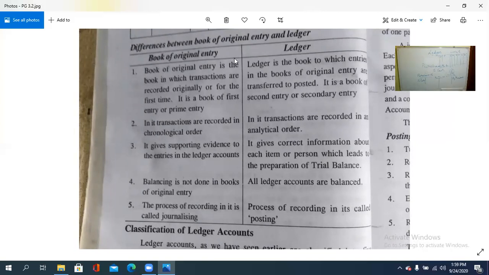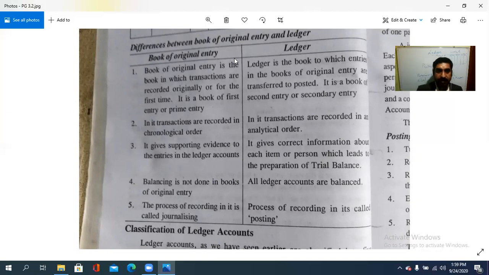So firstly, the purchase account is prepared, whatever the transactions are from the first step. Suppose a cash account attached to sales. So cash account debit side, to sales. Sales account credit side, by cash. If you have a transaction of cash account attached to sales, so purchase account is prepared, cash account is prepared, sales account is prepared. So that is, it is in an analytical order. This is to be recorded.